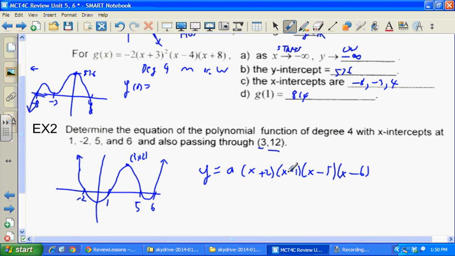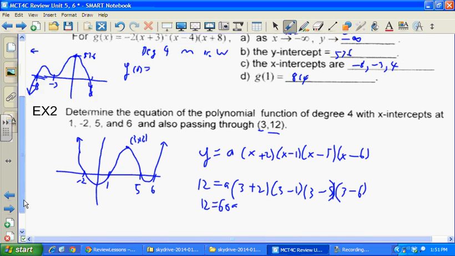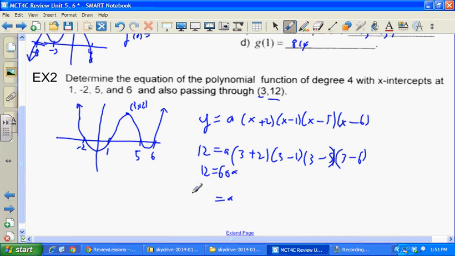When x is 3, y is 12. And that's supposed to be a bracket there. Then you figure that all out, and according to my calculations, that is 60a equals 12. Divide both sides by 60, and we get a is 1/5, or 0.2. So therefore, the equation is 0.2, and then each of those brackets.